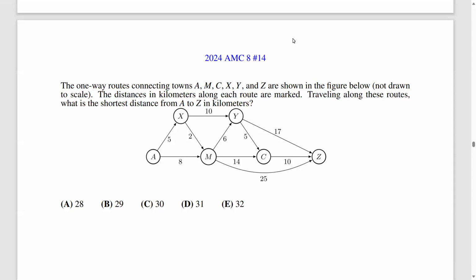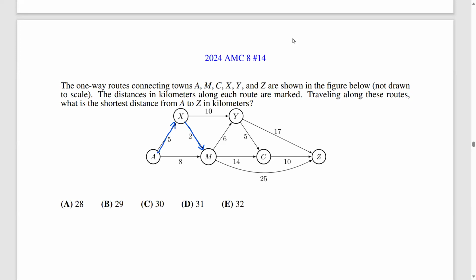So with a bit of trial and error, we can find the shortest path from A to Z, and intuitively we want to use the shorter edges when possible. So we can go from A to M directly with an 8-kilometer route. However, this is not optimal because we can go from A to X and then to M, taking 7 kilometers to get to M instead of 8.